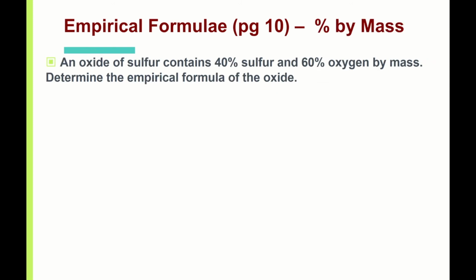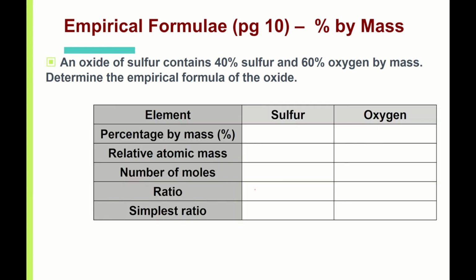The next example is percentage by mass. In this case, what they are giving you is percentage by mass. They tell you out of this 100%, 40% is sulfur, 60% is oxygen. Actually, it's the same. What do I mean by the same? You're just assuming this unknown compound is 100 grams. 40 grams is sulfur, 60 grams is oxygen. So the percentage sign doesn't matter. The method is the same.